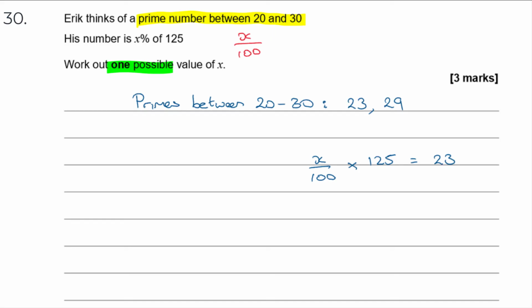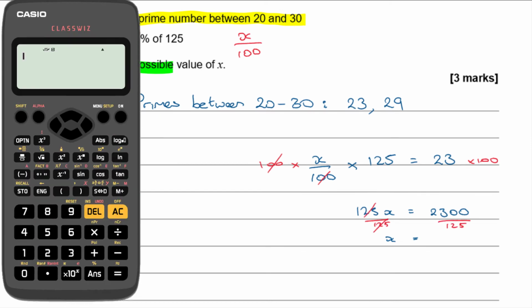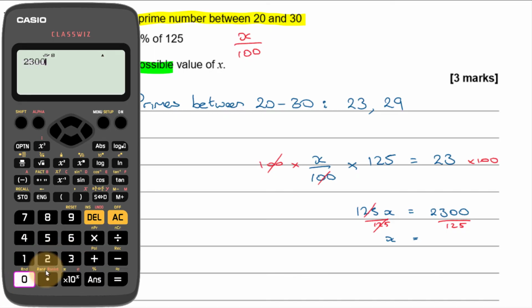Okay, so let's try and isolate x. Let's multiply both sides by 100 to start with. That leaves me with x times 125, or 125x, is equal to 2300 then. Okay, then so x is going to be 2300 divided by 125 then, isn't it? If I divide both sides by 125, that's going to cancel. And what is 2300 divided by 125? That's 18.4. So x is 18.4.